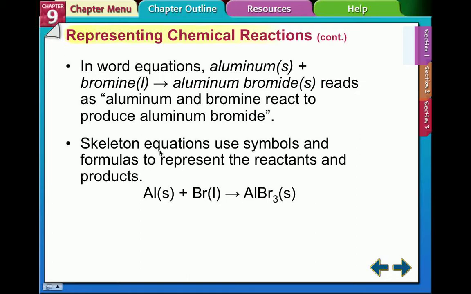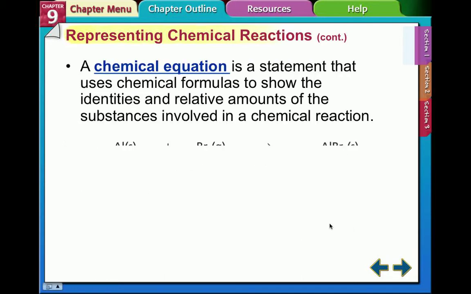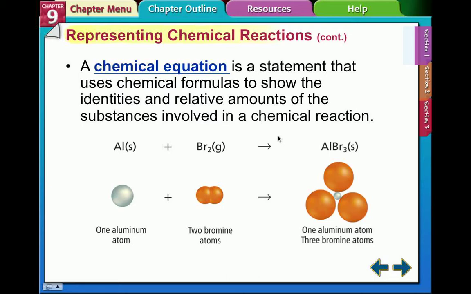Okay, so the skeleton equation that you're going to see lots of times as we're doing this, skeleton equations use symbols and formulas to represent the reactants. Reactants are always on the left side of the equal sign or the yield sign, and the products are always on the right-hand side. Okay, so you're going to have element plus element yields a compound. Okay, a chemical equation is a statement that uses chemical formulas to show the identities and relative amounts of a substance involved in a chemical reaction.